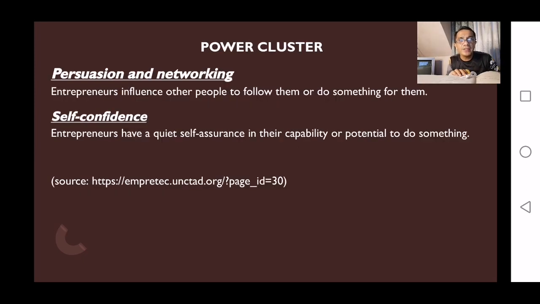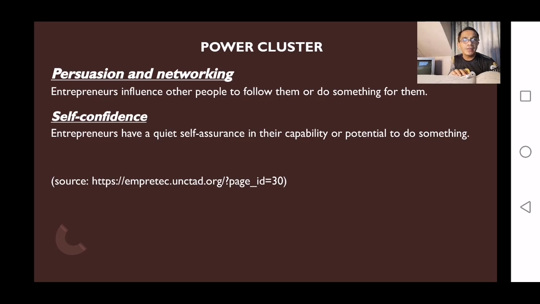The next cluster is the power cluster. Persuasion and networking. Entrepreneurs influence other people to follow them or to do something for them. So, kaya ang mga taong magaling sa negosyo, ito yung mga mapi-PR. Diba? Yung malakas ang karisma sa ibang tao. Bakit? Kailangan mong mag-impluwensya. Kasi pag ikaw ma-impluwensya sa ibang tao, madaling humatak ng tulong.